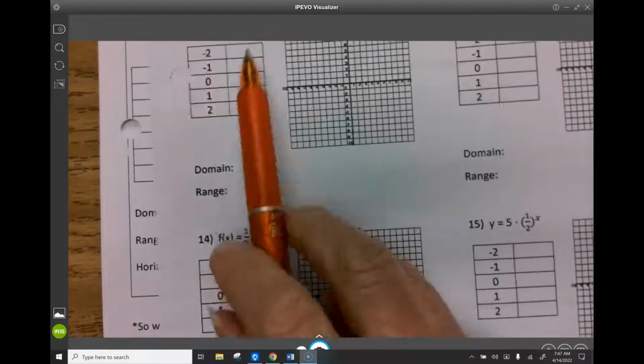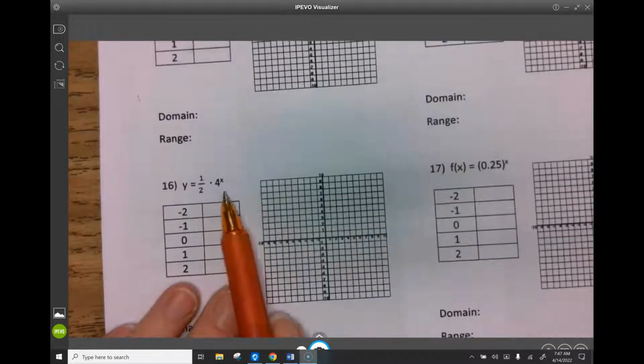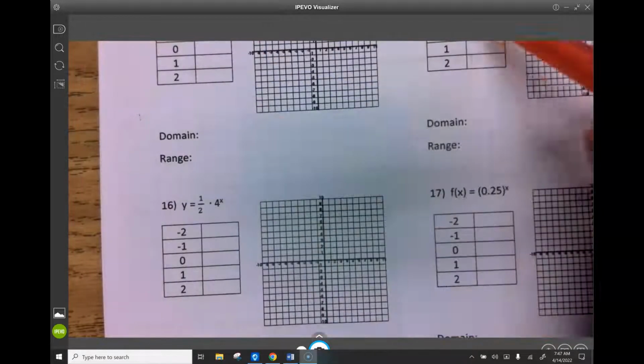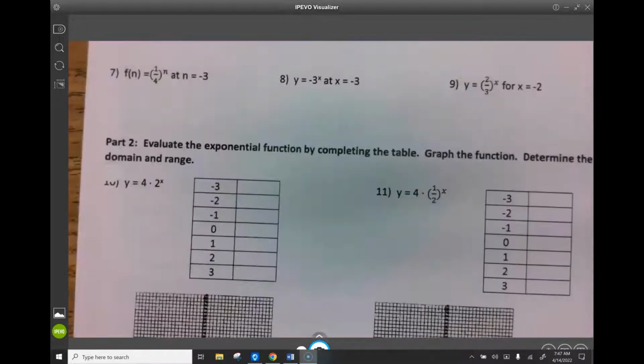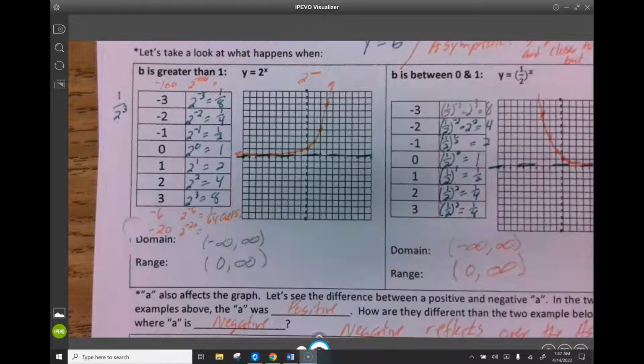Let's look on the back. Okay, this is just giving you some different values to plug in and see what happens. Okay, so then state the domain and the range, and they just give you a little table. So you're still going to use that parent function. This parent function is what it's going to look like. It's just going to change the values.